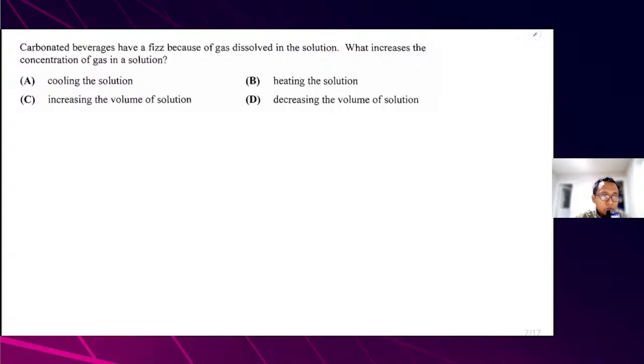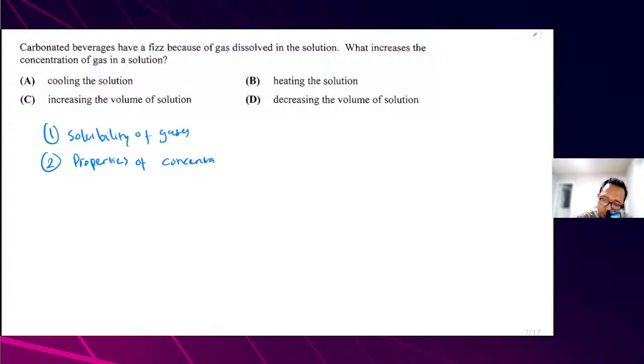However, we need to understand some concepts first before answering this question. For the first concept, we need to understand the solubility of gases. Number two, we need to understand the properties of concentration. Okay, so let's take a look at the answer of this question.